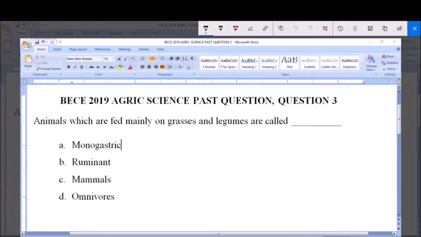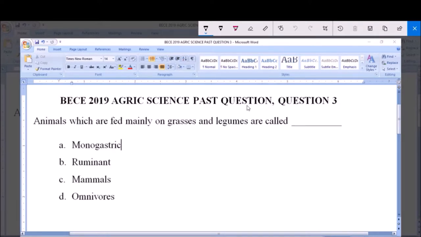Hello and welcome. Today we're going to be dealing with BECE 2019 Agric Science Past Question, Question 3. Animals which are fed mainly on grasses and legumes are called dash. A. Monogastric animals. B. Ruminant animals. C. Mammals. And D. Omnivores.